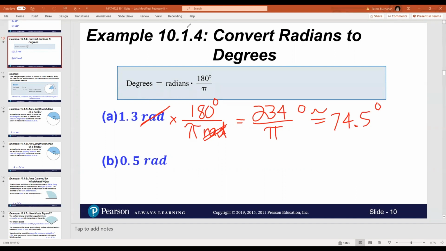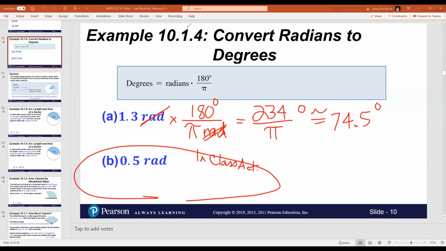Okay. Since we've practiced several rounds now, I'll leave one for your practice. So we'll go ahead and grab this one as an in-class activity for day 12, and this will be number 1. You'll take yourself through the same process there and convert from radians to degrees. How much is 0.5 radians in degrees? All right.